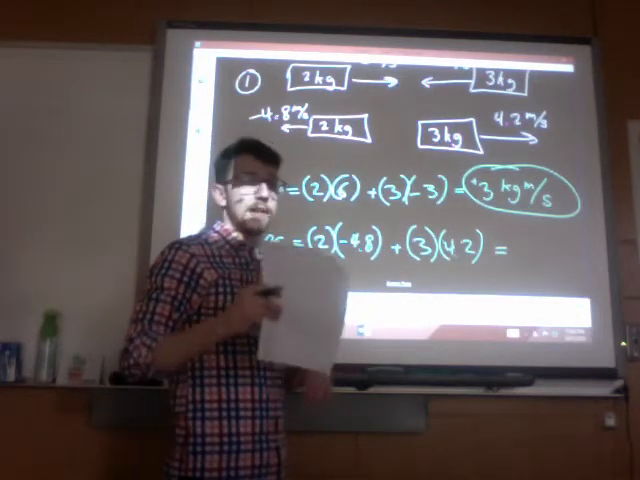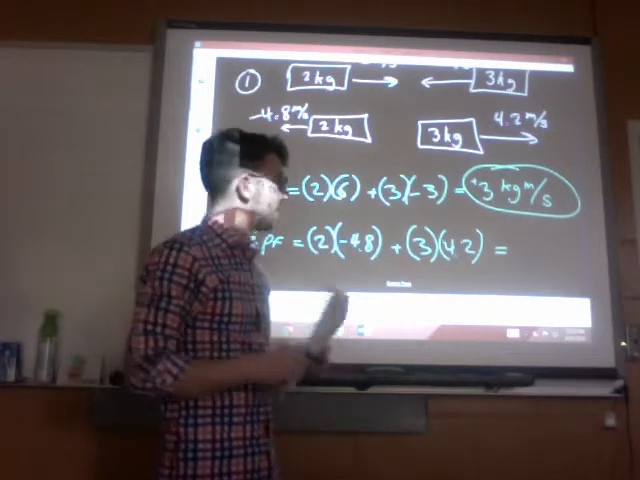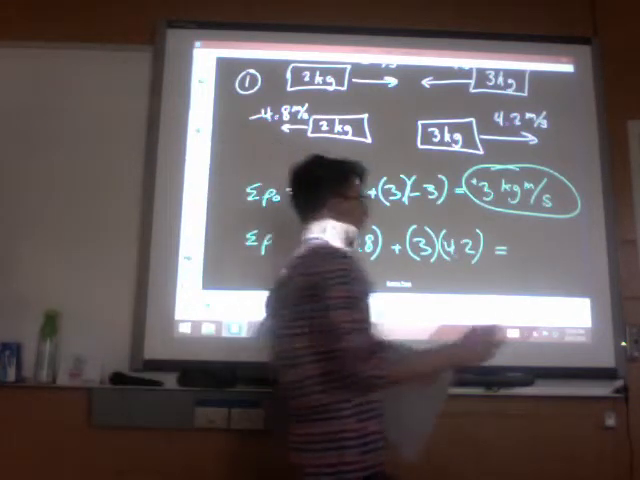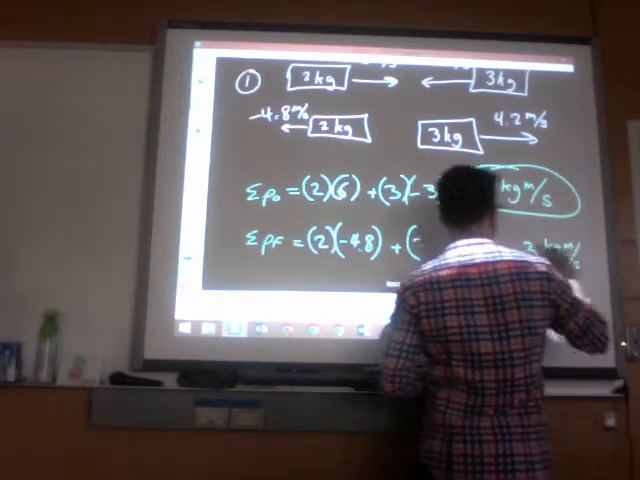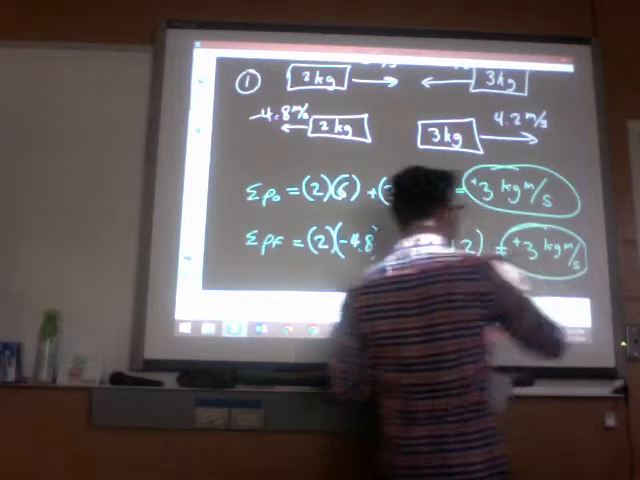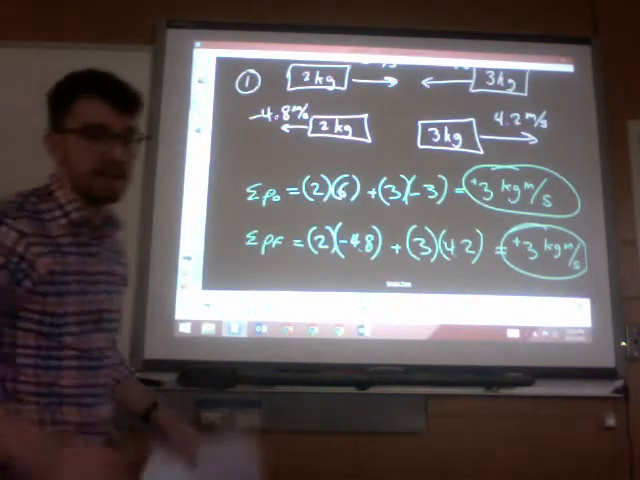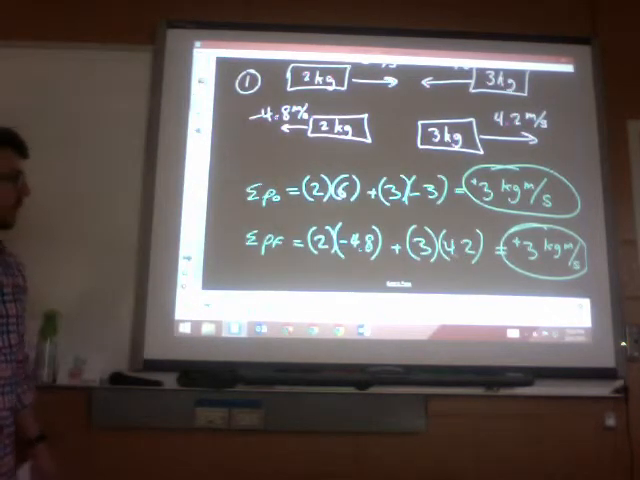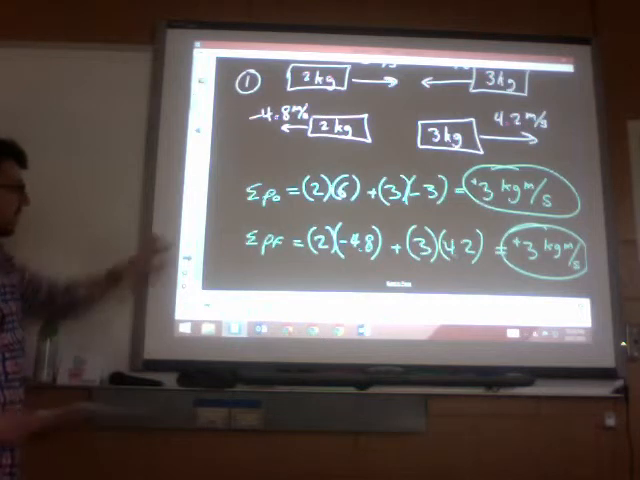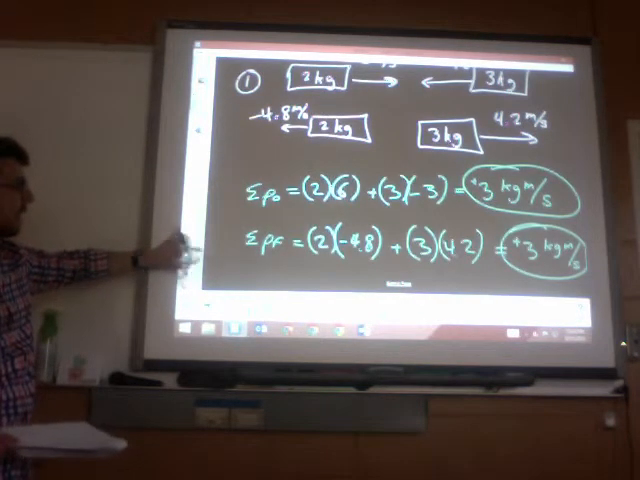Does anyone know what the answer is before typing in their calculator? Should be trace. Momentum is conserved. The total momentum is the same before and after the collision. And this is true for our entire universe. The total momentum of the universe is the same tomorrow as it is today.